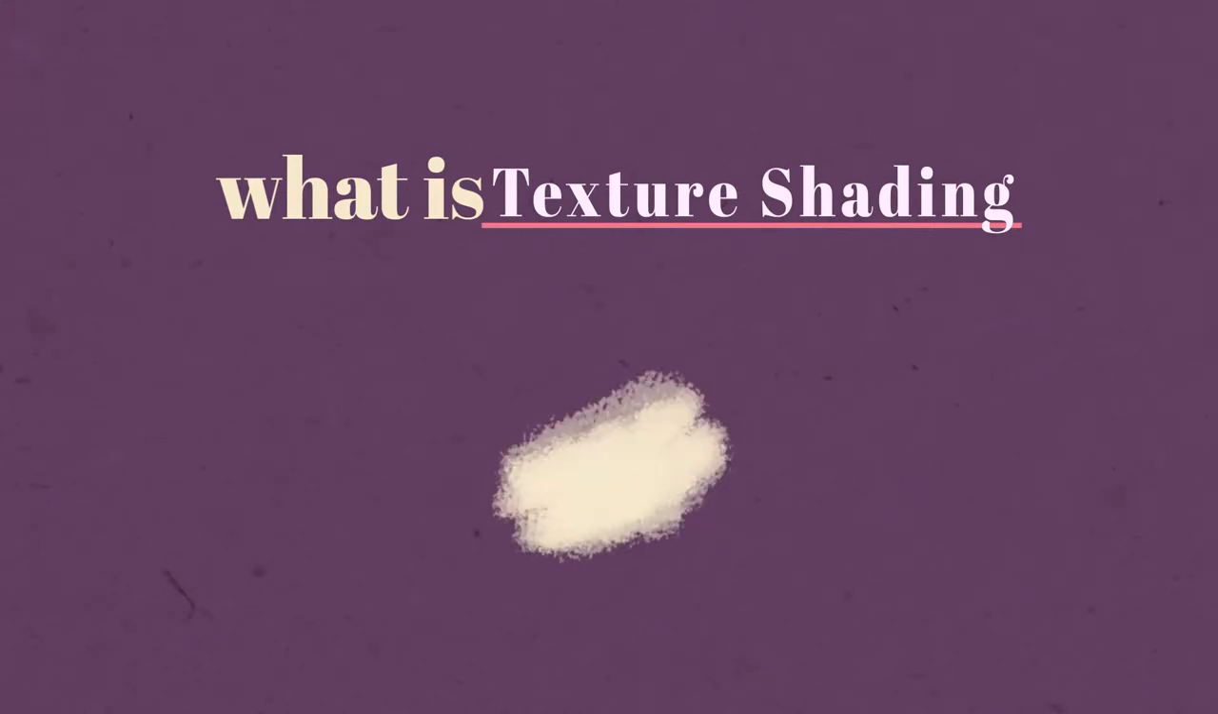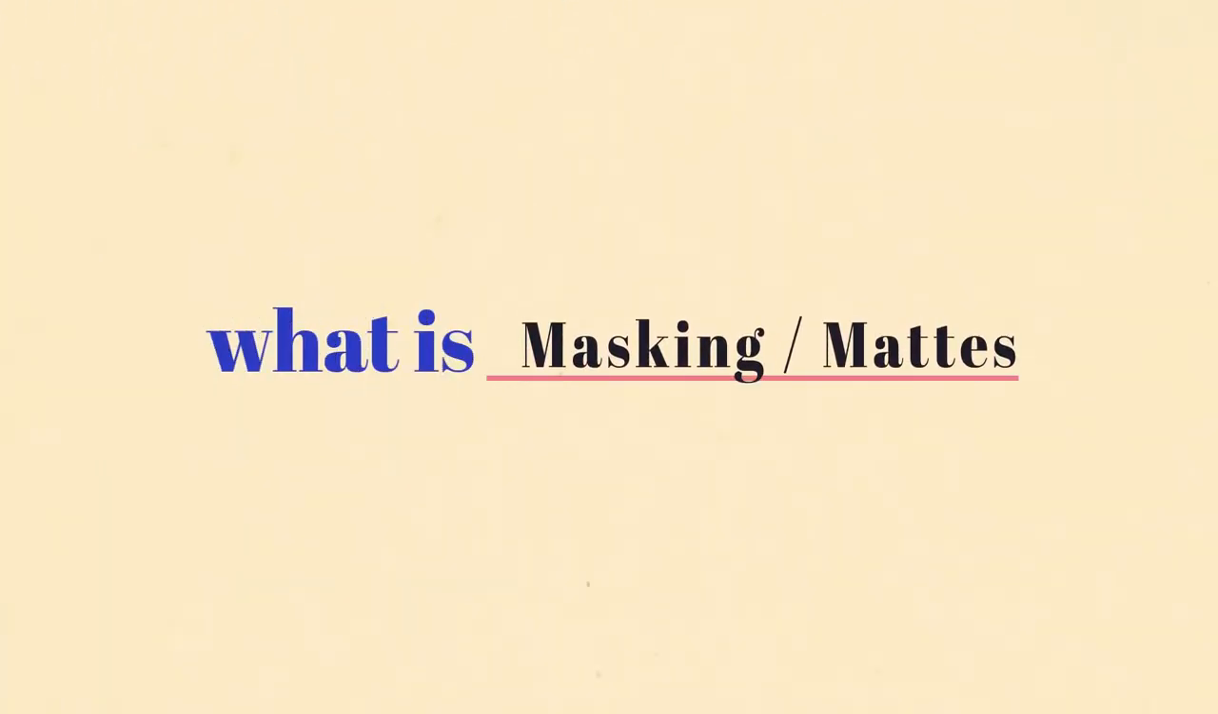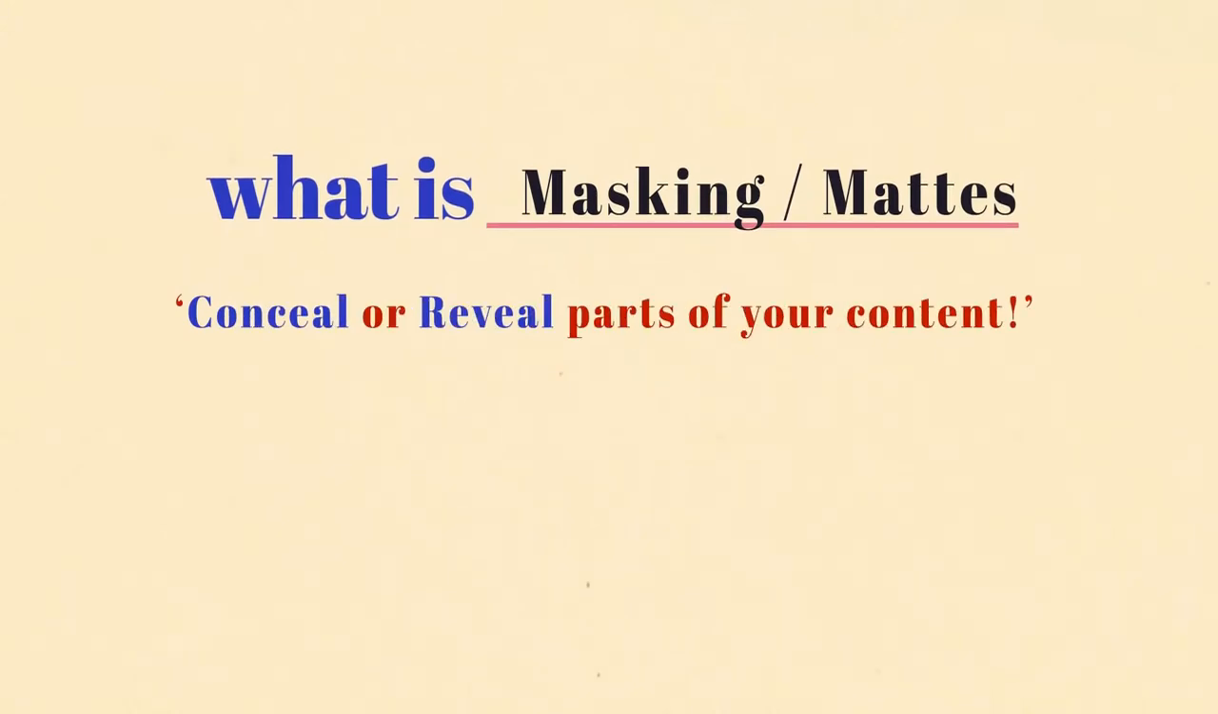Okay, texture shading's pretty explanatory and pretty easy and quick to do. How is that going to work in conjunction with masking? Okay, well first, what is it? What is masking or mats? It's a way to conceal or reveal parts of your content.